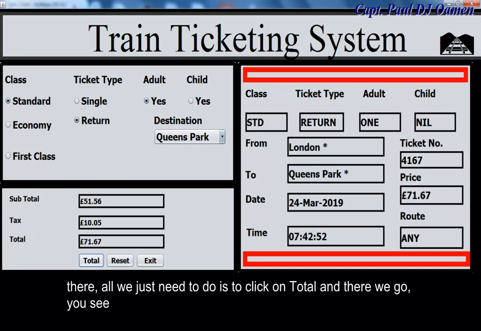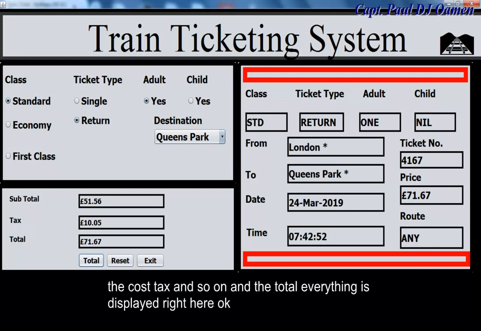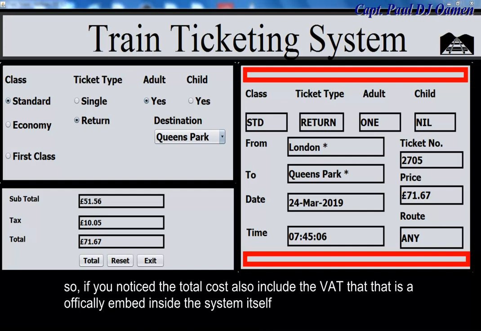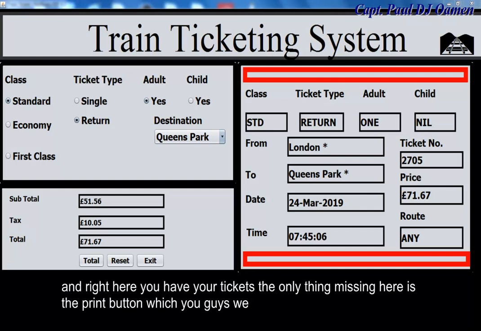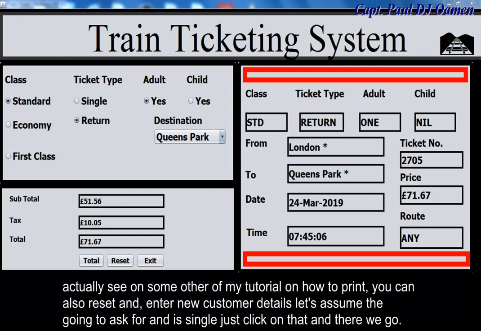See the cost, tax and so on, and the total, everything is displayed right here. So if you notice, the total cost also include the VAT that is officially embedded inside the system itself. And right here you have your tickets. The only thing missing here is the print button, which you guys will actually see on some other of my tutorial on how to print.